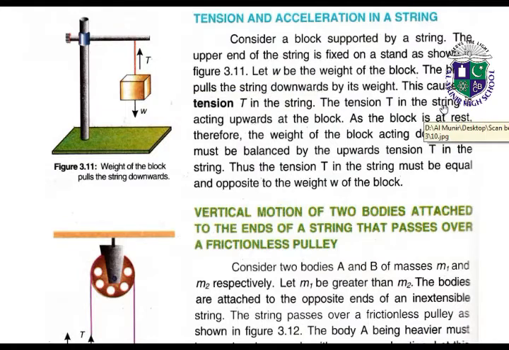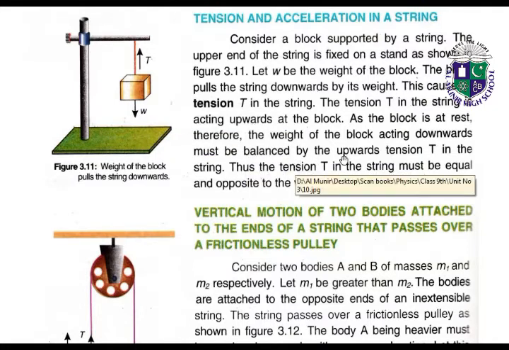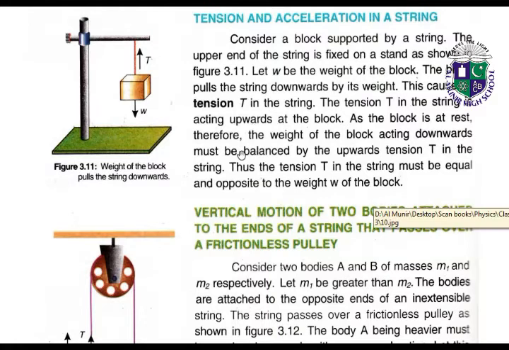The tension T in the string is acting upward at the block, as the block is at rest, therefore the weight of the block is acting downward. So now here two forces are acting on this block, the tension T in the string acting upward and the weight of the block acting downward, and this must be balanced by the upward tension T in the string. Thus the tension T in the string must be equal and opposite to the weight W of the block, and this experiment, figure 3.11, is an application and is showing Newton's third law of motion.